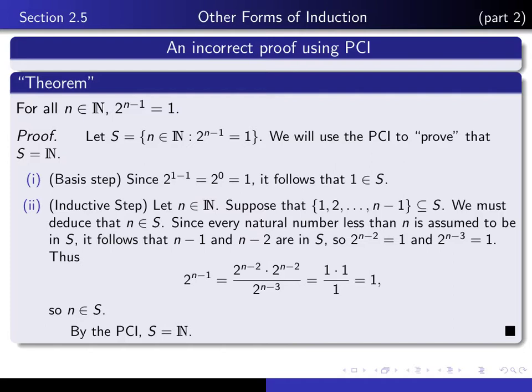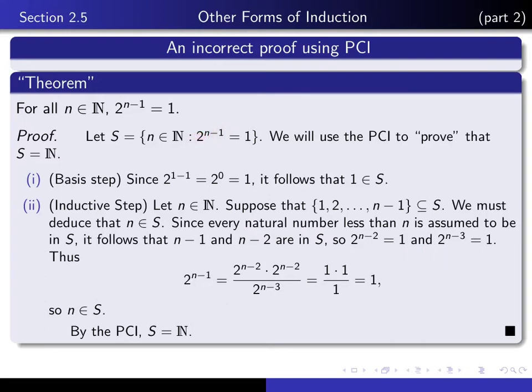Now for the inductive step, we give ourselves a natural number n, and we assume that this set here, consisting of all the natural numbers smaller than n, is a subset of S, and we have to deduce from that that n is an element of S. So since every natural number less than n is assumed to be in S, it follows that n minus 1 and n minus 2 must be in S, and therefore to say that n minus 1 is in S is to say that 2 to the n minus 2 is equal to 1, and to say that n minus 2 is in S is to say that 2 to the n minus 3 is equal to 1.